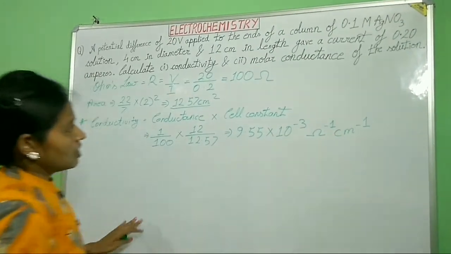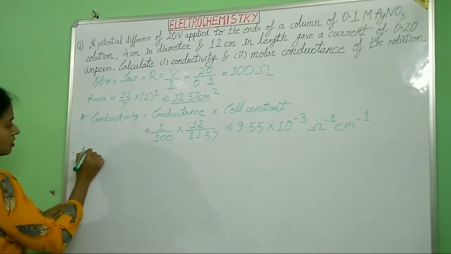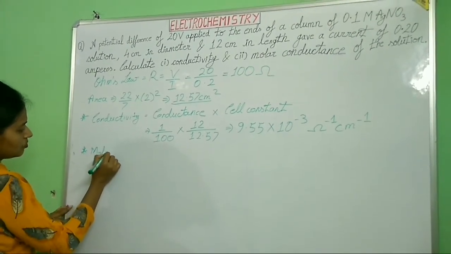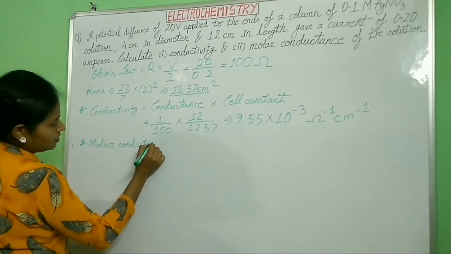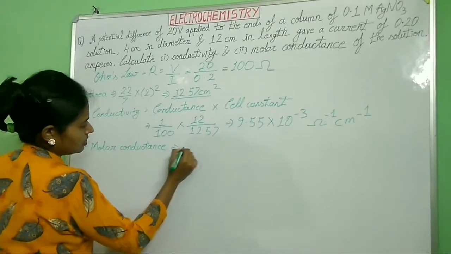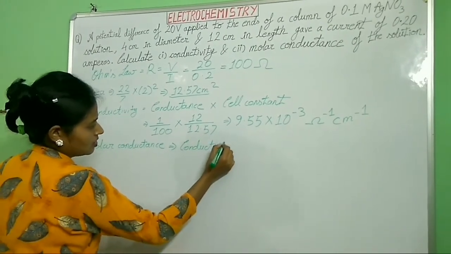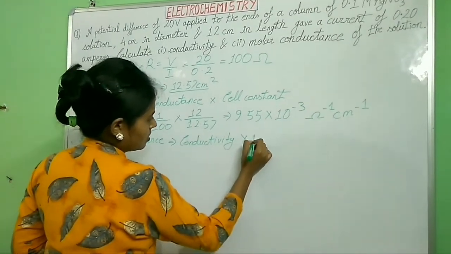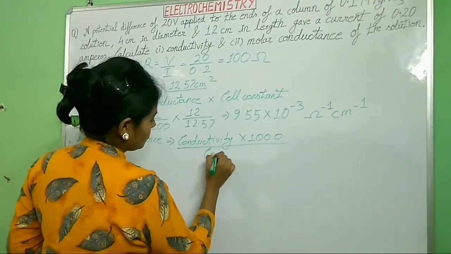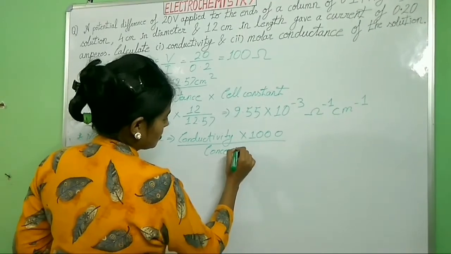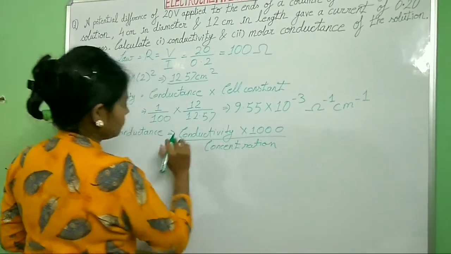Okay. Now, next we have to find out the molar conductance. So, what is the formula of molar conductance? Molar conductance formula is conductivity into 1000 divided by concentration, right? Concentration. And what is the conductivity we have found out?